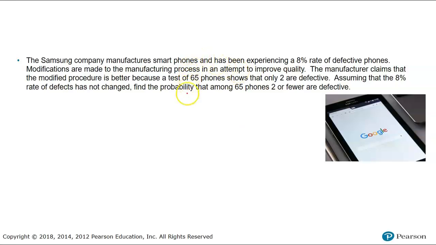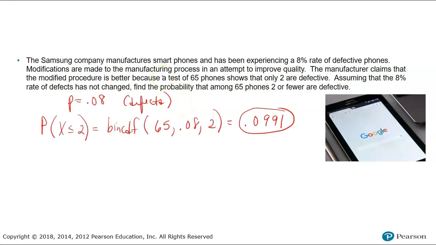Okay, here's a problem for you to try. Okay, so on this one we have an 8% defect rate, so 0.08 is the probability of a defect. And we want to find the probability that among 65 phones, 2 or fewer are defective. So that would be less than or equal to 2.